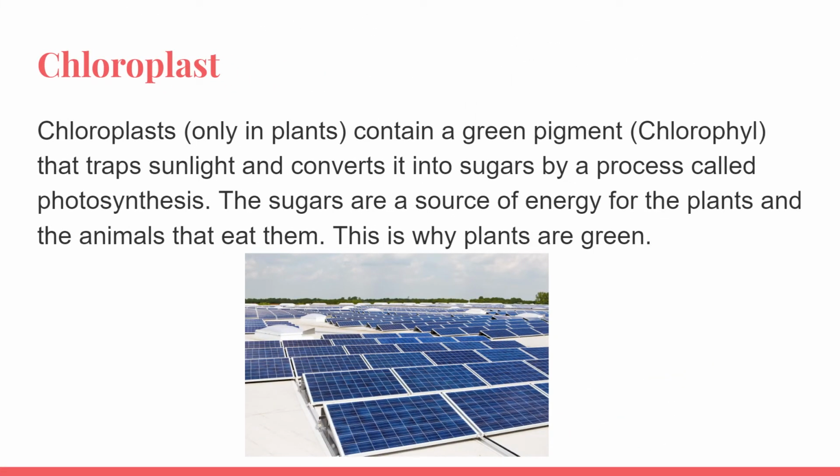So next is the chloroplast. This is also only in plants. This is pretty straightforward. You probably already know about this. Chloroplasts contain a green pigment called chlorophyll that traps sunlight and converts it into sugars by a process called photosynthesis. We'll learn about photosynthesis in another episode, but the sugars are a source of energy for the plants and animals that eat them, and this is why plants are green, because of this green pigment.